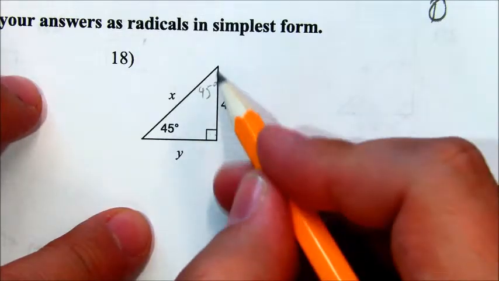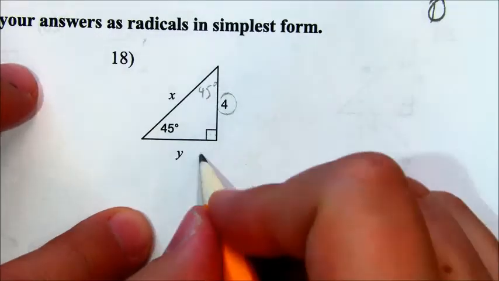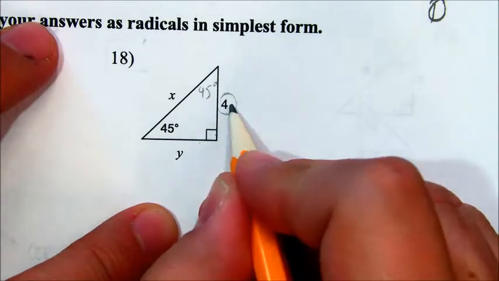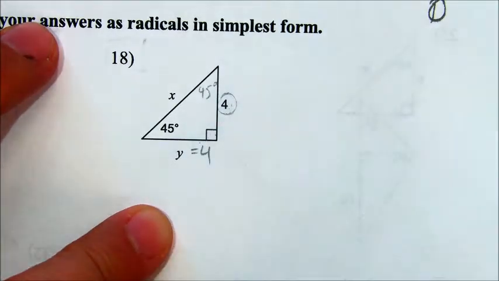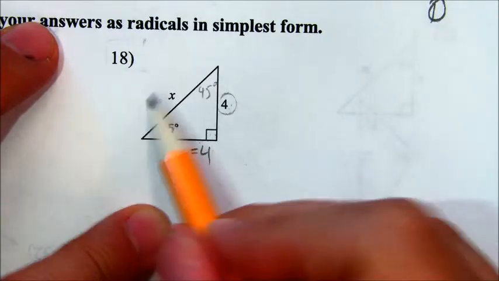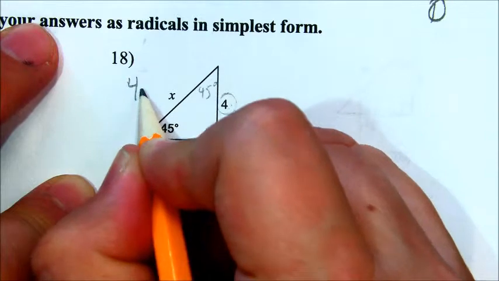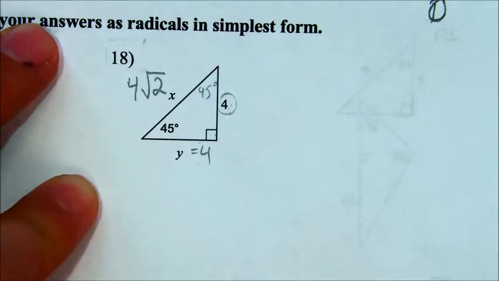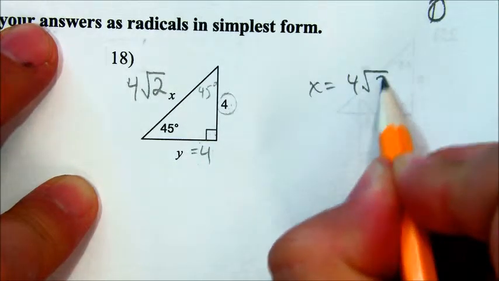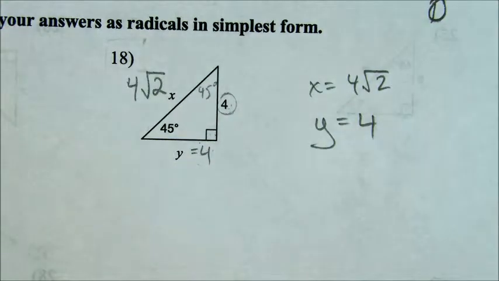I have one of the legs. The only thing I know is that one of the legs is 4. Well, in a 45, 45, 90 triangle, I know that both legs are the same length. So this one is 4, and this one is 4. And I know that the hypotenuse is the length of the leg times the square root of 2. So the hypotenuse is going to be 4 times the square root of 2. And I'm done. So x equals 4 root 2, y equals 4. It's about as easy as they're going to get.